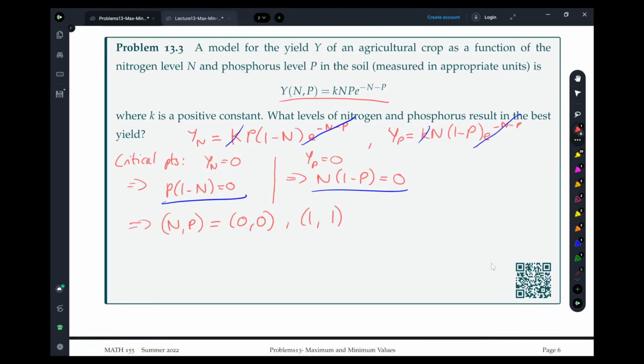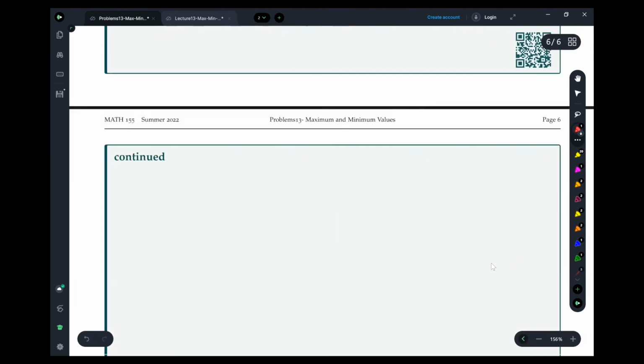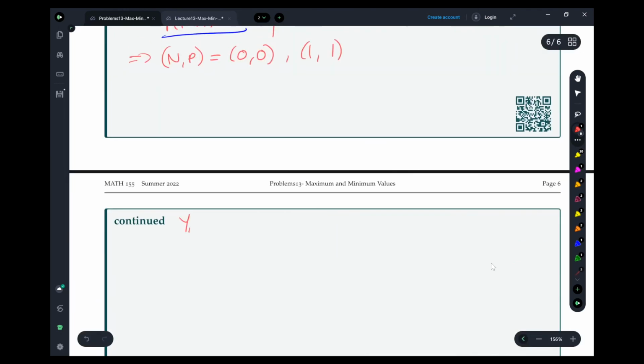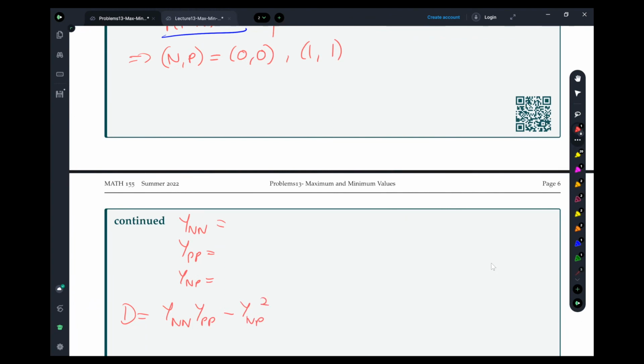Have a go now at classifying these. So work out your y sub nn, y sub pp, y sub np, and then your discriminant. And then use that to identify the maximum yield for this crop. Okay, there's only 3 minutes left, so I'll just go through the answers here.